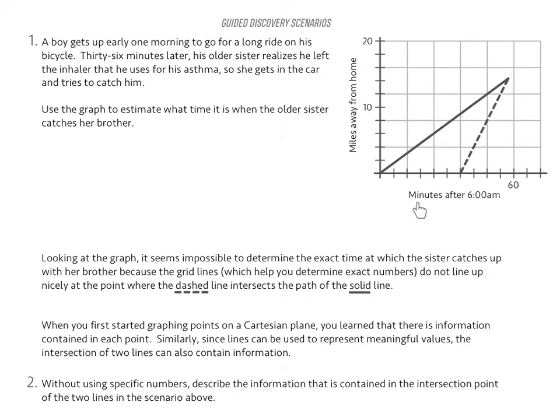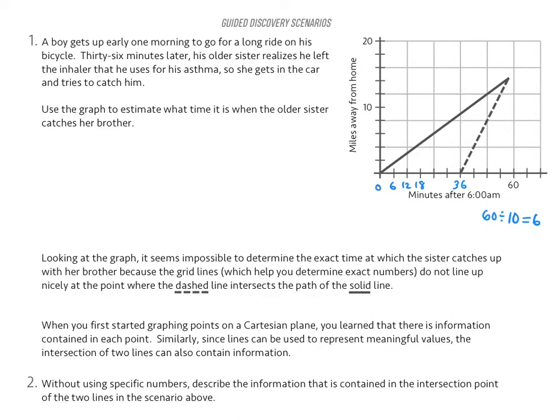Here the graph on the x-axis, horizontal axis, has minutes after 6 a.m., so that is 60 minutes after 6 a.m. We can count the rest of the values on this axis by looking at how many marks there are between here and 60. 1, 2, 3, 4, 5, 6, 7, 8, 9, 10. There are 10 marks overall, and 60 divided into 10 equal parts is equal to 6 minutes per part. So if this is 0, this is 6, 12, 18, etc. If I kept counting upward, it would be 24, 30, 36. So that makes sense because the sister leaves 36 minutes after her brother.